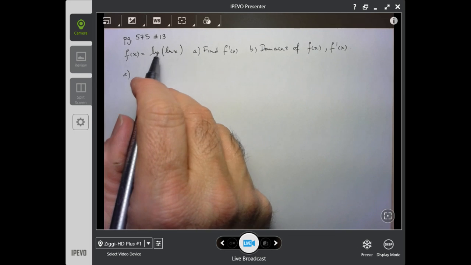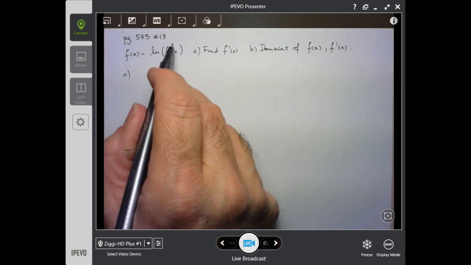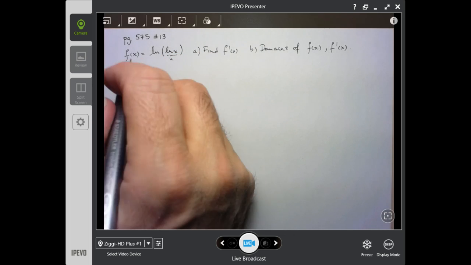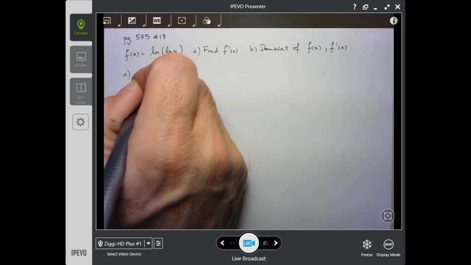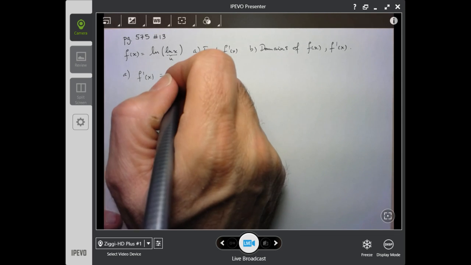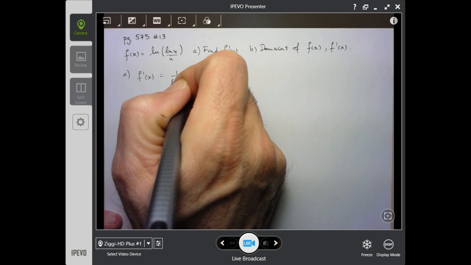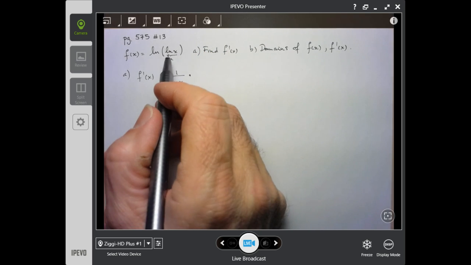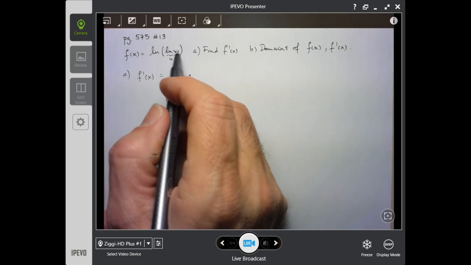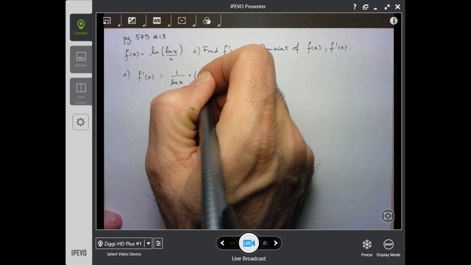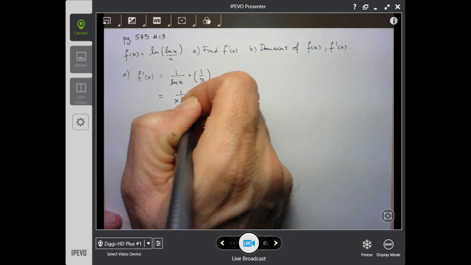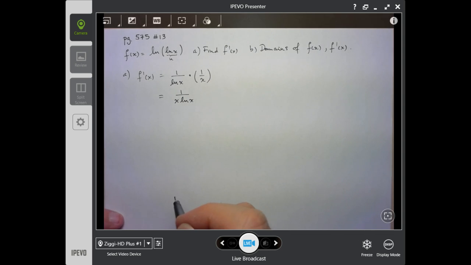We're going to have to use the chain rule here because I've got ln of some function of x, so we've got a composite function. So let this be my u. Step one is to take the derivative of ln u, which is just 1 over u. So 1 over ln x, and then we have to multiply that by the derivative of u with respect to x. The derivative of ln x is just 1 over x. Then we can just write that as 1 over x ln x. All right, so there's the derivative.